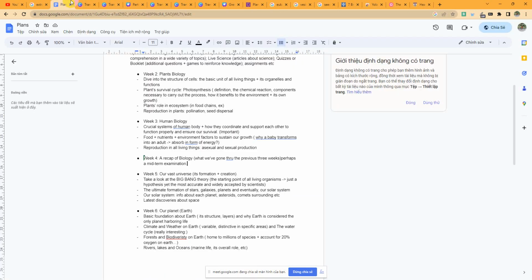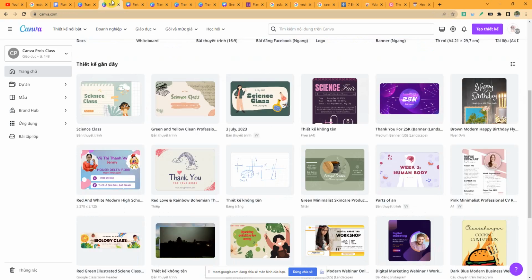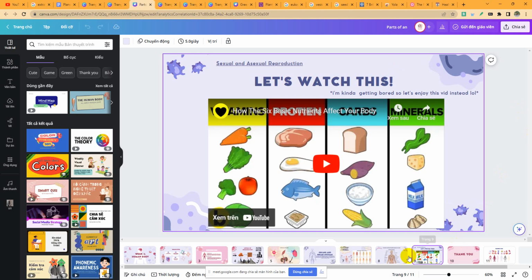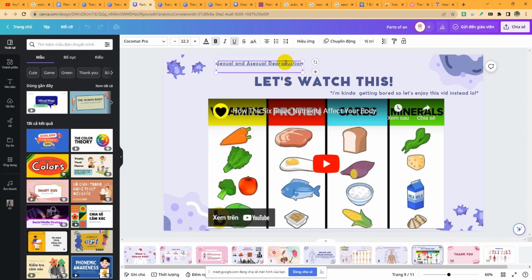Alright, so let's see what we have left. I think another concept that we have to tackle today is definitely sexual and asexual reproduction. So how exactly do we differentiate between these two concepts?